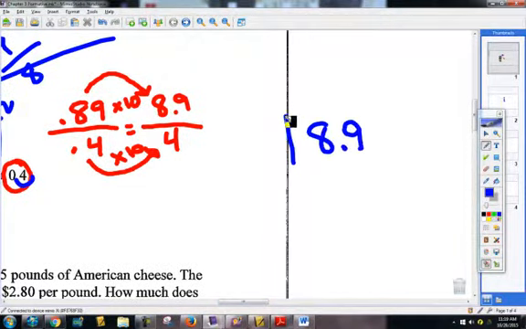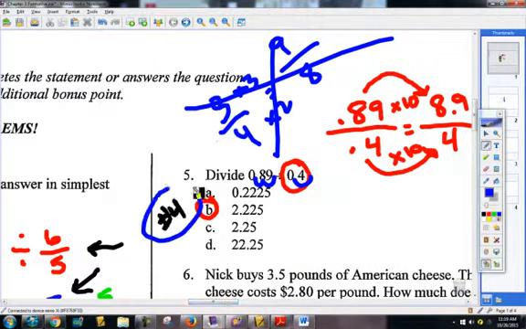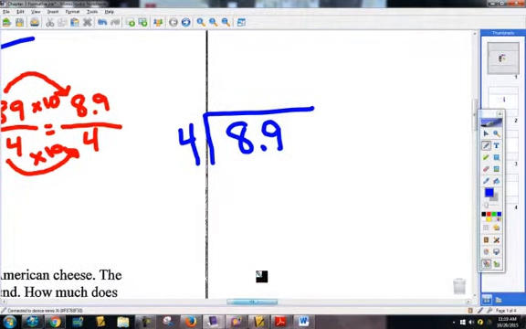8.9 divided by 4. By the way, you guys have been doing your checks and X's, right? Yes. Okay, the learning targets are on there, so you guys should be doing those. Okay, 4 goes into 8. Well, before I do that, what should I do with this decimal right now? Move it, put it directly up. Straight up. It goes straight up to the top.